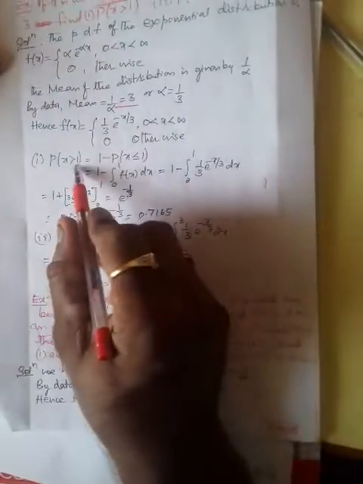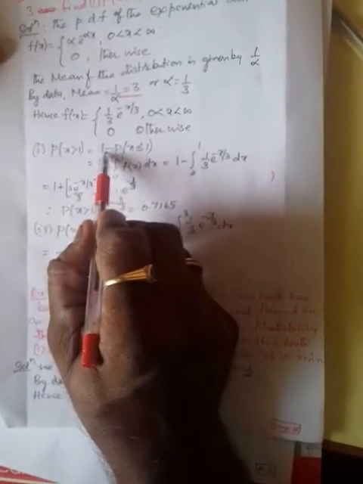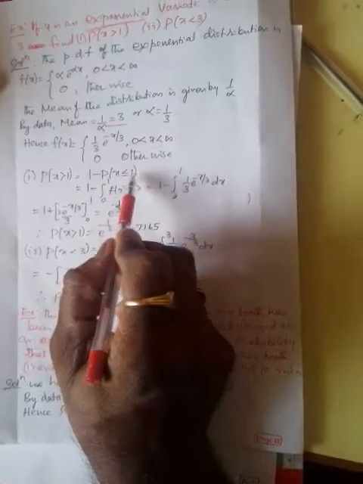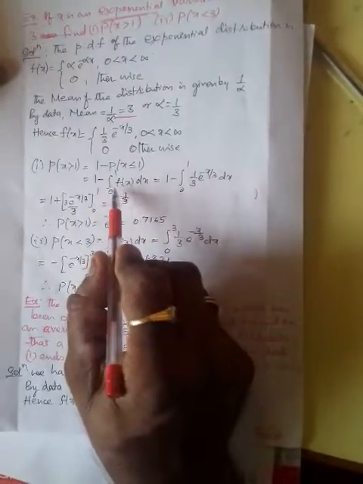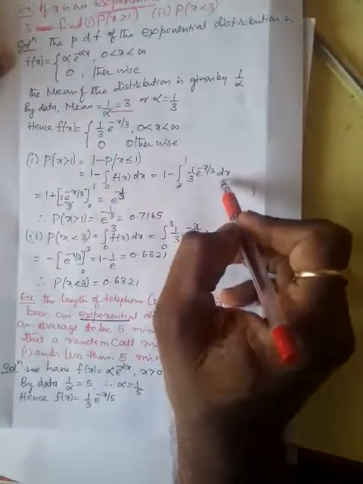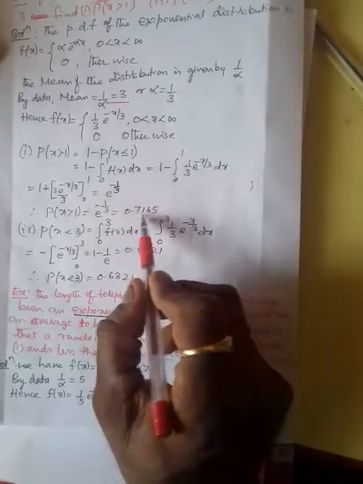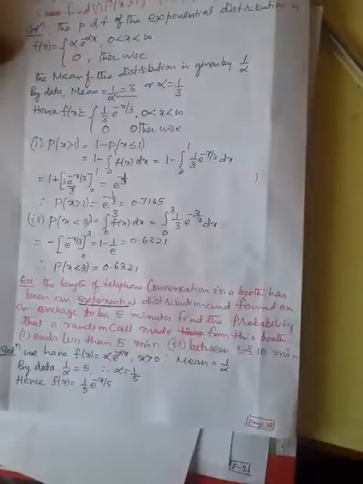Therefore, putting the value of alpha, now we can apply the condition P of x is greater than 1. What is P of x is greater than 1? It will be 1 minus P of x is less than or equal to 1. Therefore, 1 minus the integration of the given function f of x, after simplification from the calculator, it will be 0.7165. Similarly, P of x is less than 3.